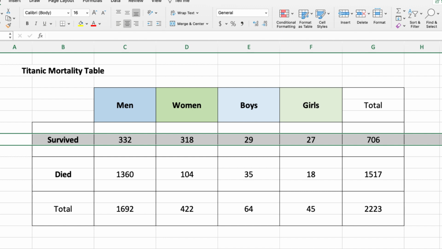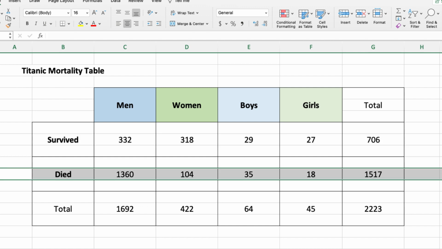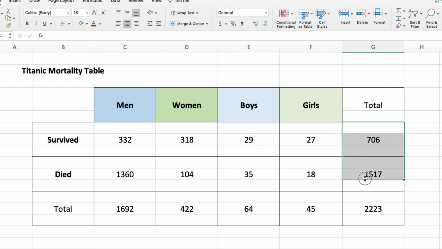Notice I used the complement. Did not survive. What does that mean? If you didn't survive, you died. How many people died? 1,517 people. Is that true? So if you count right over here, the number of survivors and the number of people who died, what do you think this number means? 2,223. It's total passengers. Good job. You guys okay? That's great.